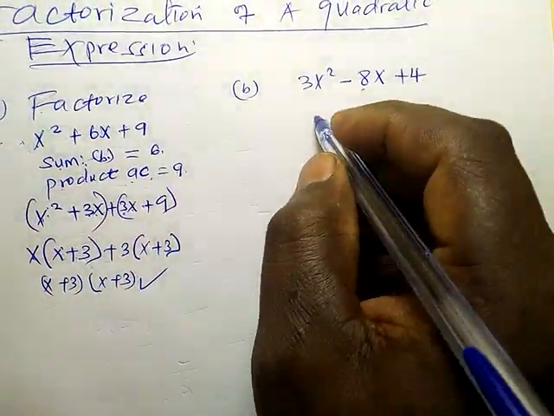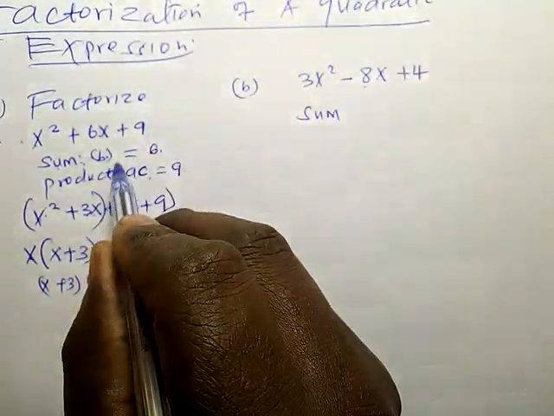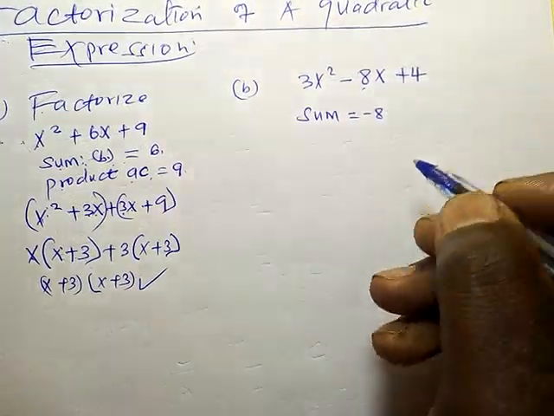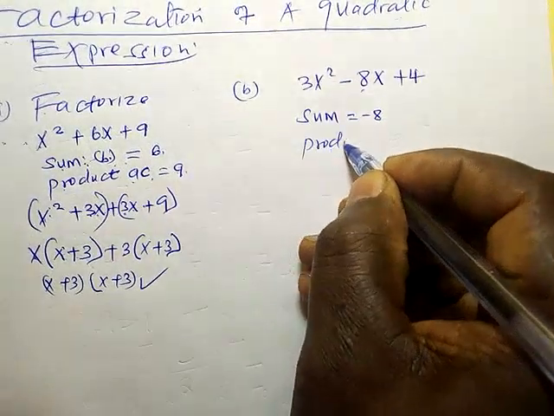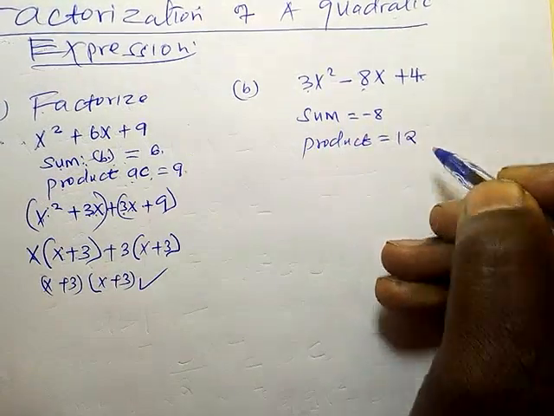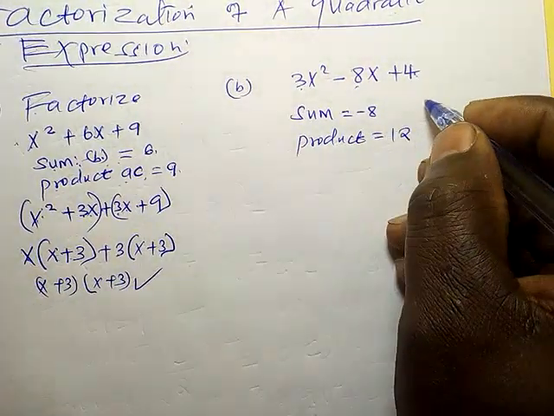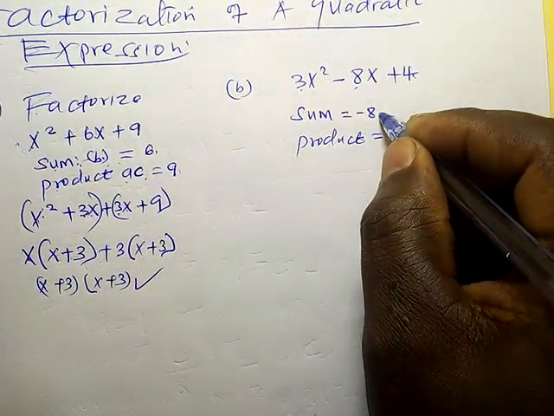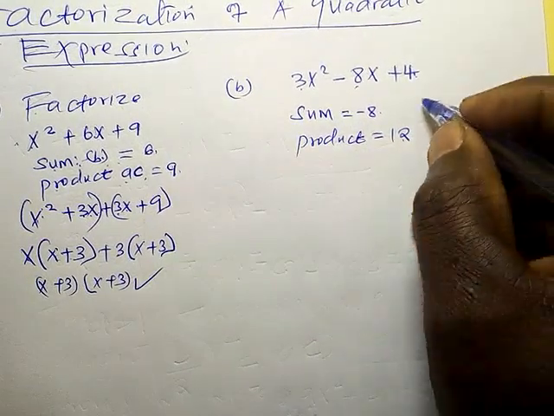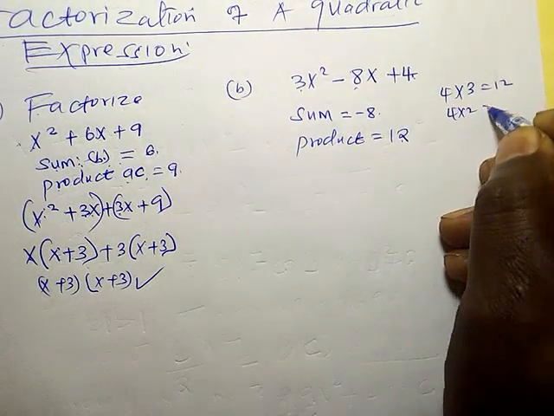Part B. Our sum is B. Our B is negative 8, so the sum is equal to negative 8. Our product is equal to 3 times 4, which is 12. Now we are looking for two numbers. When we sum them, they will give us negative 8. When we multiply them, they will give us 12. Those numbers, it is 4 times 3, which is 12, yes. 4 times 2, which is 8.